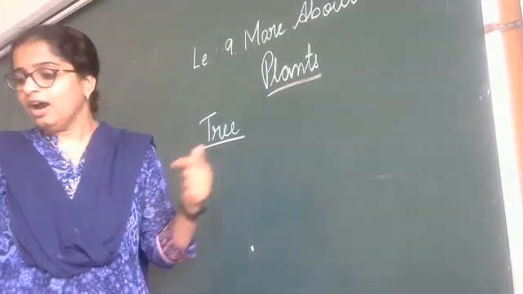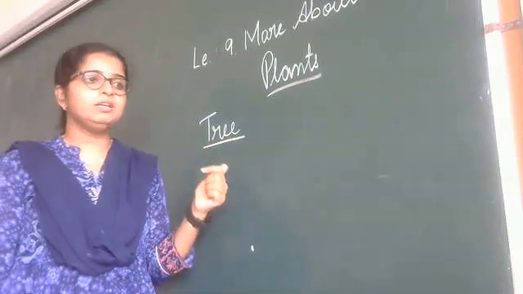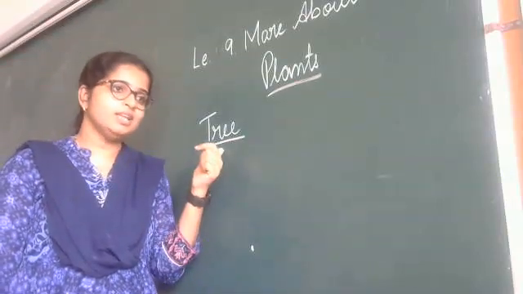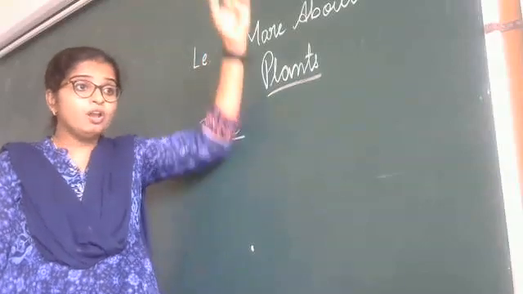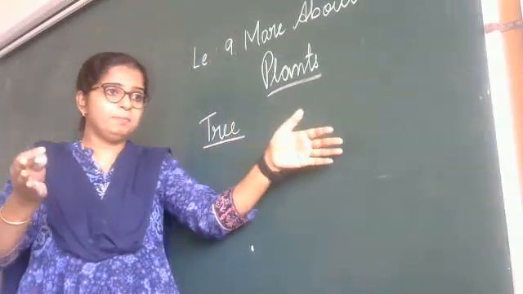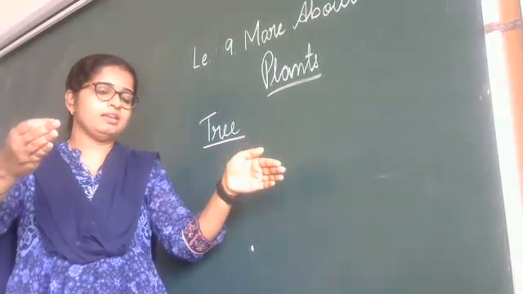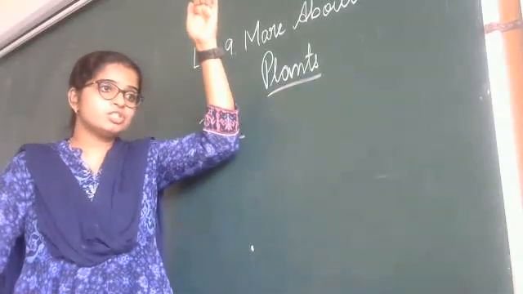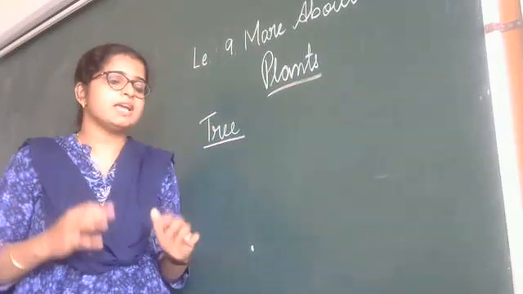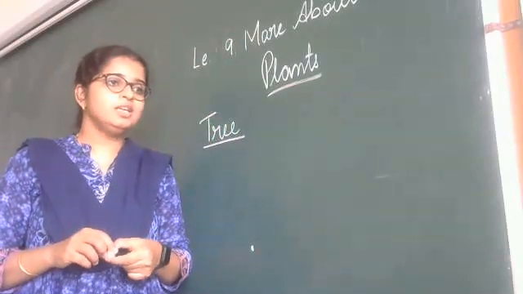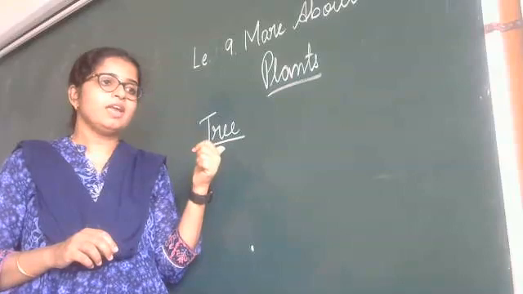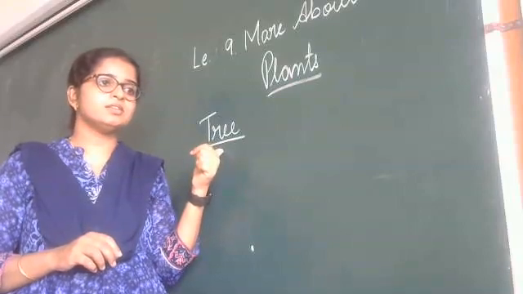See here. A tall and big plant is called a tree. It has a big trunk and it is tall and huge in size. It is called what? Tree. So can you see any tree around your house?